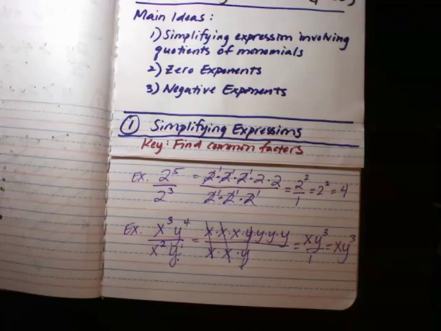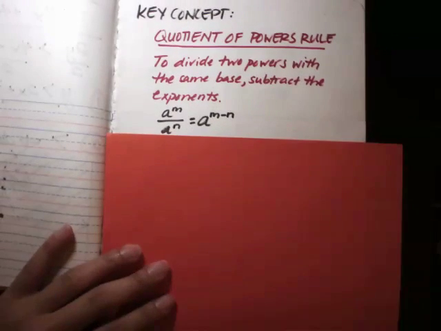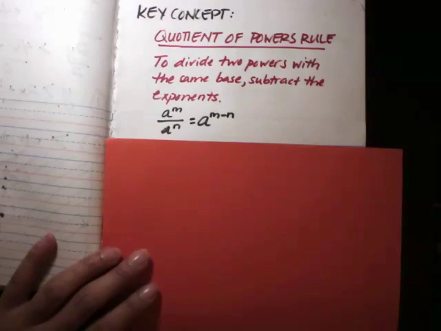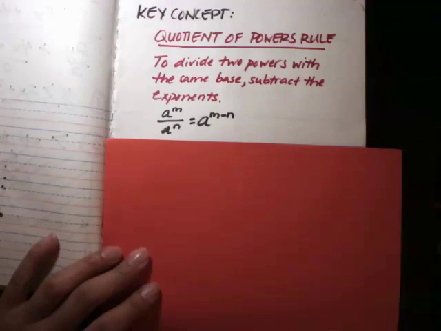So what I want to show you now is, let's break out that concept. The concept of quotients of a power. When you're dividing two powers with the same base, you're going to just subtract the exponents. Keep in mind here that a has to be a number other than 0. It has to be an integer other than 0.